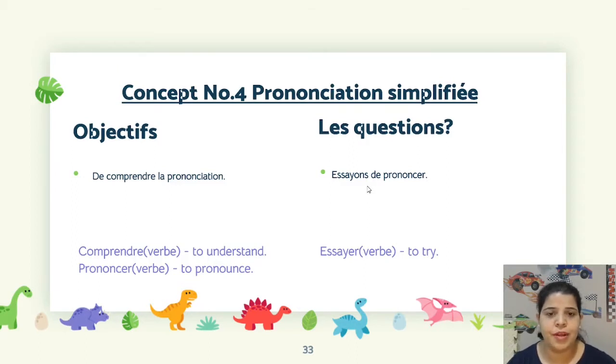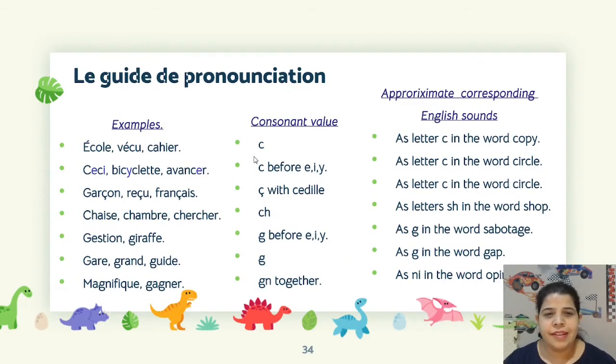Let's move forward. This is the guide to pronunciation. Le guide de prononciation. Here we don't have this U. It's written mistakenly from English. Pronunciation.